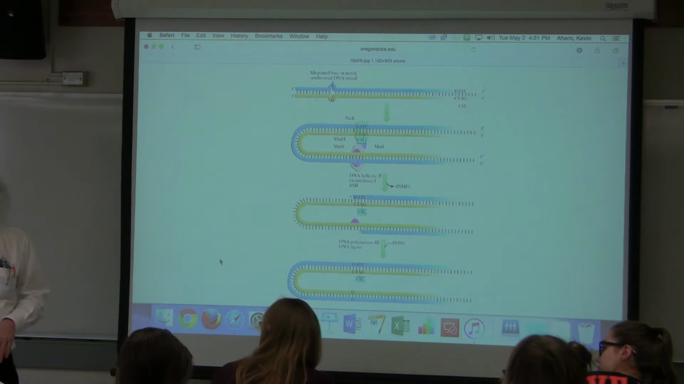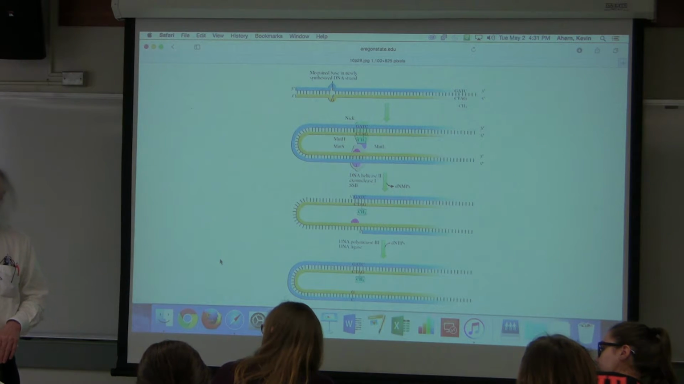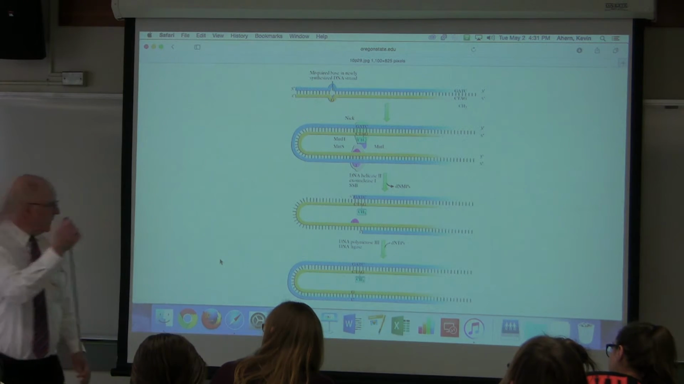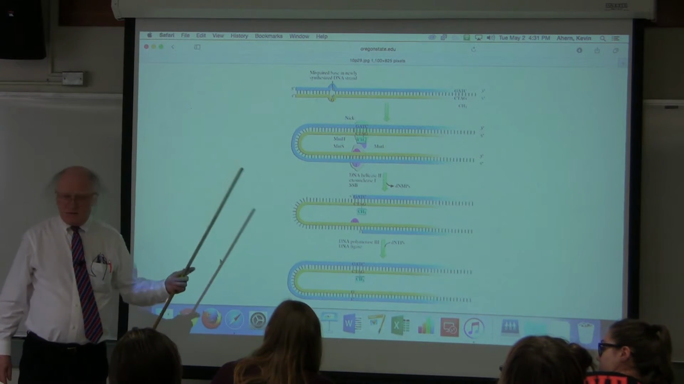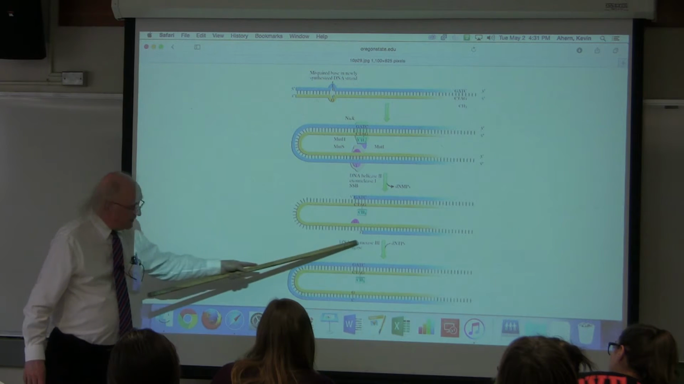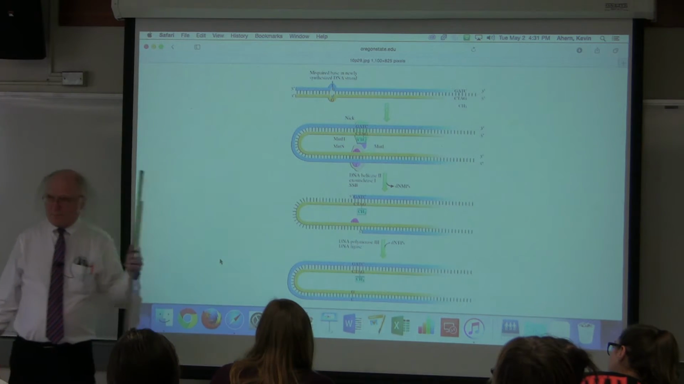Pretty good stretch. Yep. Not the backbone. Backbone is there. That's the backbone right there, right? It's chewing out the strand that's got the problem. Remember, we got two strands here, right?